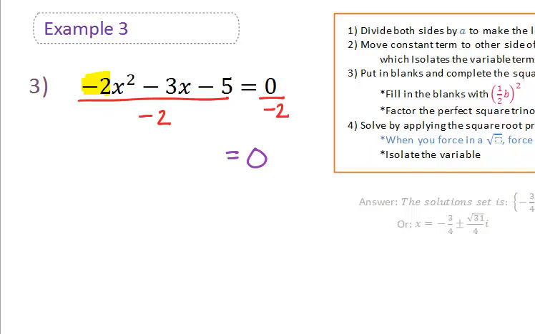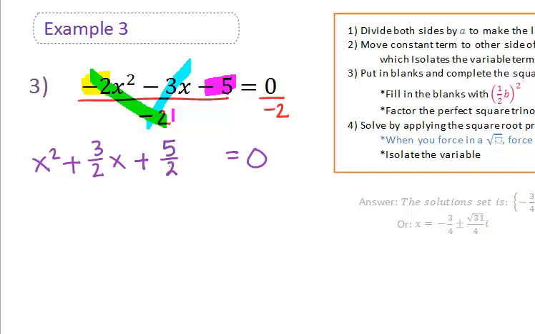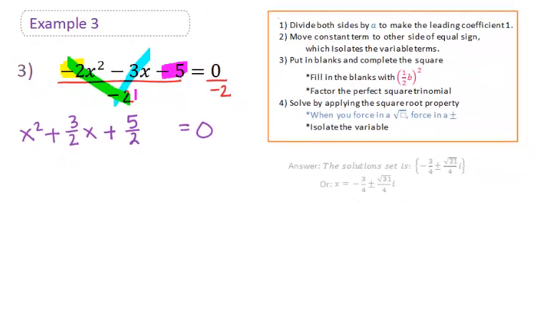So first, I have negative 2x squared divided by negative 2, and those negative 2s cancel out, leaves me with x squared. Next, I have negative 3x divided by negative 2. Negative 3 over negative 2 makes it a positive 3 halves x. And last, I have negative 5 divided by my negative 2. Again, my negatives cancel out, making this positive, and then that simplifies to just 5 halves. So I have finished step number 1.